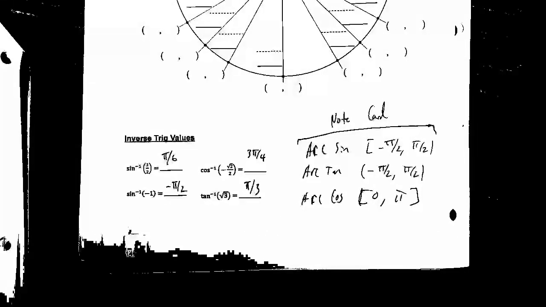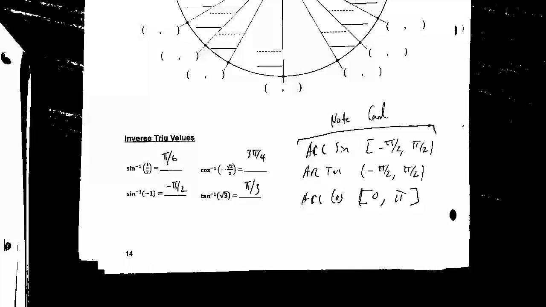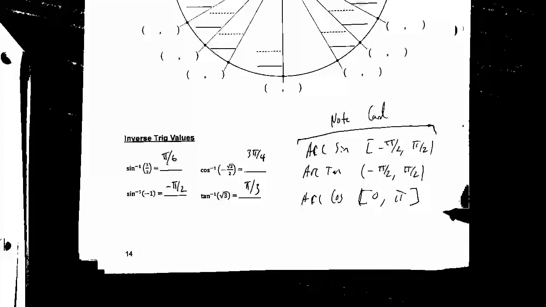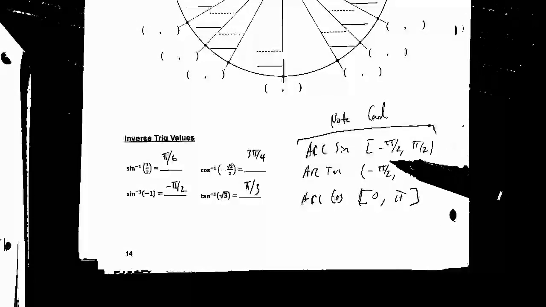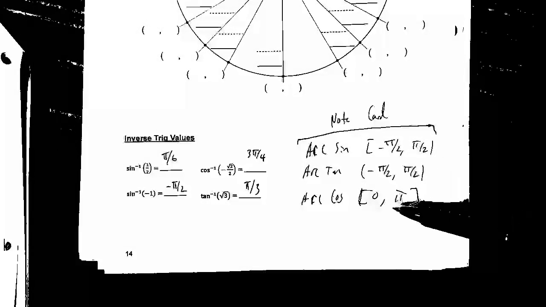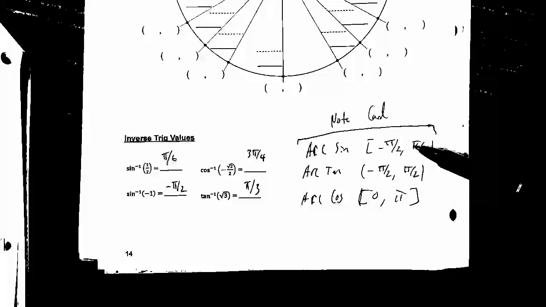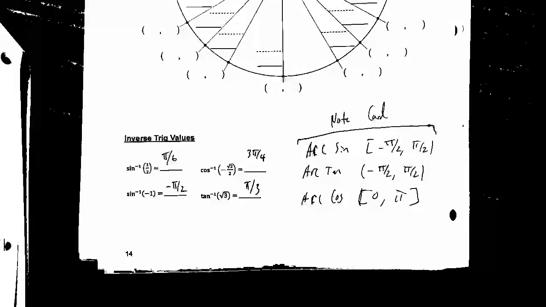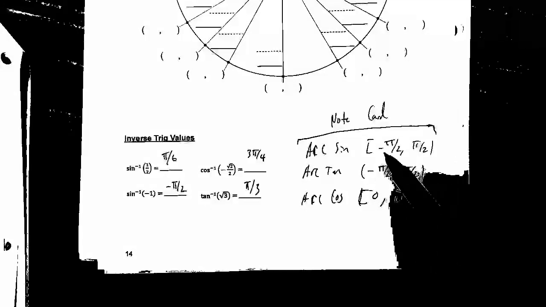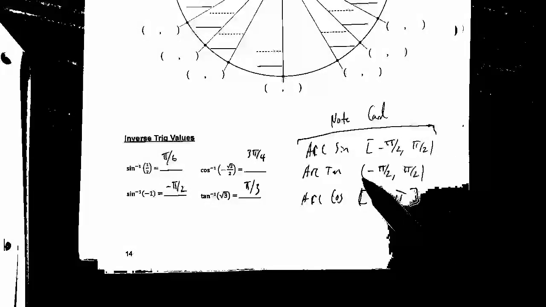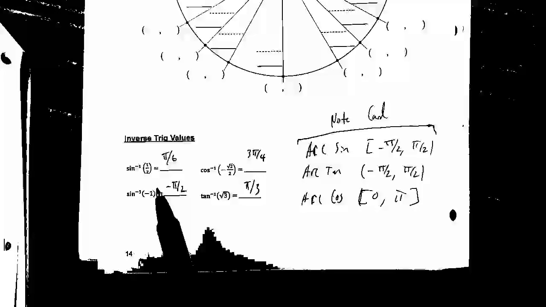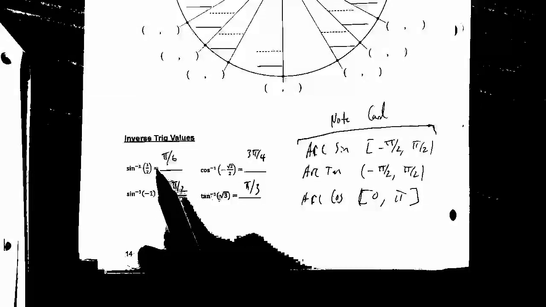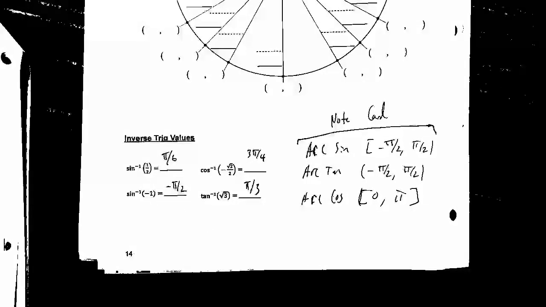So unless it says otherwise, unless it says give me all the solutions, you're just going to choose the one angle between these that meets this requirement. Does that make sense? So you're only going to look between negative pi over 2 and pi over 2. You're not going to go beyond that to find the angle that has an output of 1/2. That's what I'm saying.